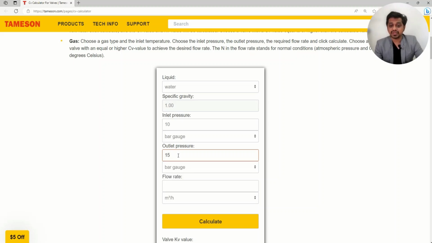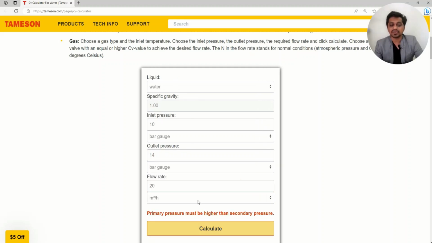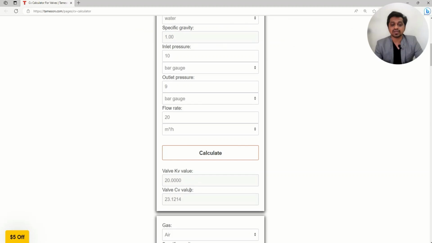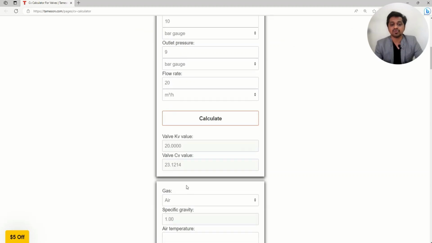If you select 15, what will happen? Let's check out. If we select a value of outlet pressure greater than inlet pressure, what will happen? So it is not possible. The primary pressure must be higher, because there will be losses, there will be a pressure drop. So it is not possible to have a higher pressure. So let's select 9, and the flow rate is 20. Let's check out what we have. The KV value is 20 and the CV value is 23.12.